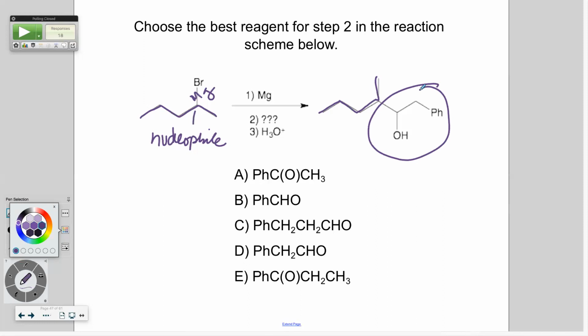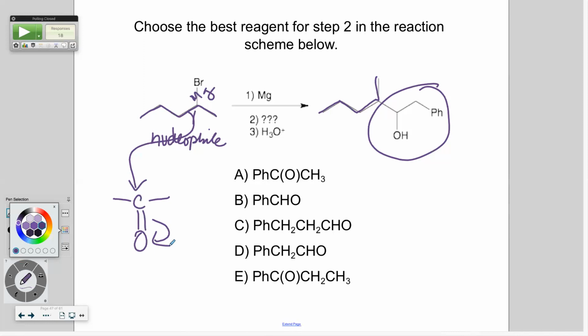Where does the carbon that's attached to the OH come from? Okay, it comes from the carbonyl compound, right? We're going to go like this out to the O, and then we're going to protonate with our little acid, H3O+.